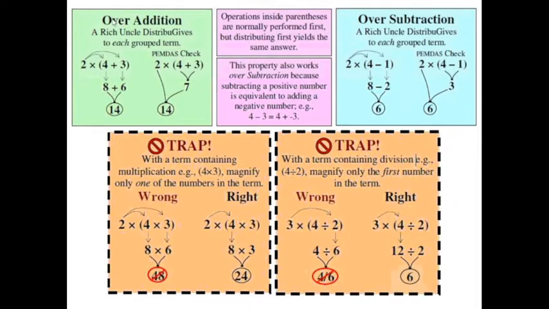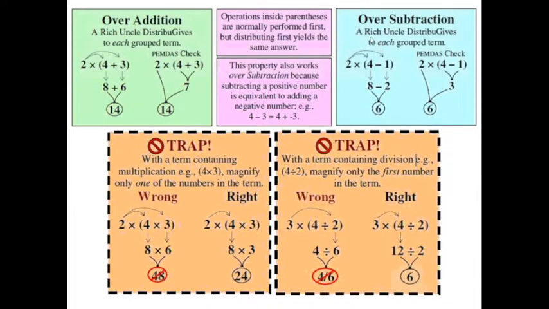The distributive property is over addition and subtraction. A rich uncle gives to each grouped item. 2 times the quantity 4 plus 3 is the same as 2 times 4 plus 2 times 3. And you can always double check by using PEMDAS. 4 plus 3 is 7, 7 times 2 is 14, 8 plus 6 is 14, it works.